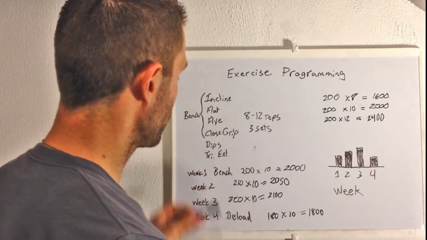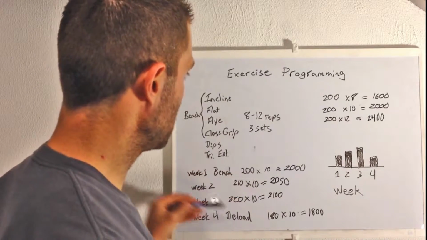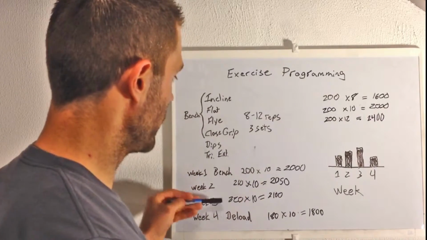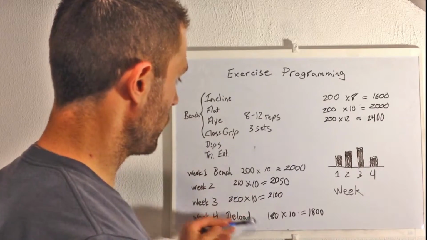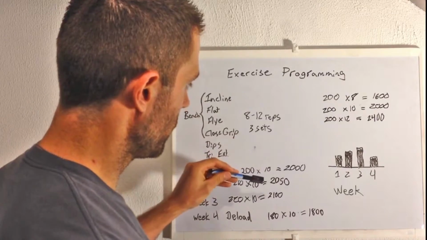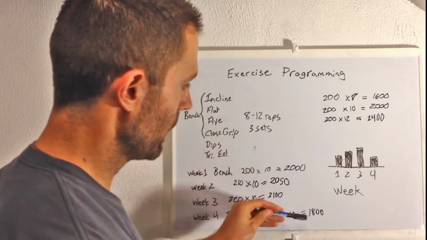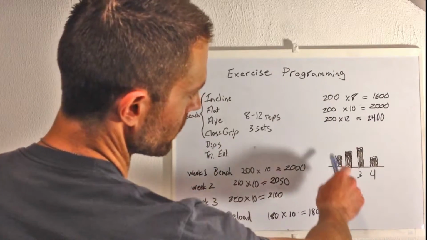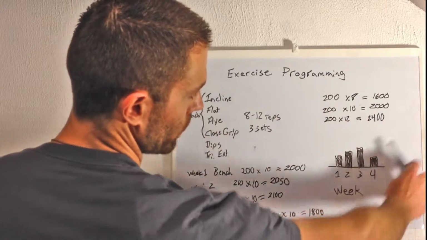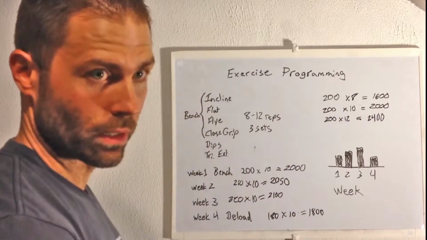So the weight changed. The first set we did 200 pounds at 10. Next week we did 210 at 10. Third week we did 220 at 10. And then we deloaded 180 at 10. And you can see 200, 210, 220, and then we deloaded with 180. So we got our bar graph trending upward, deload, and then we'll trend upward again and continue.